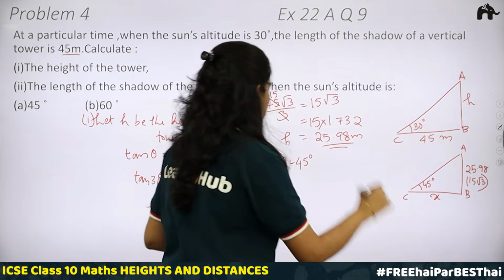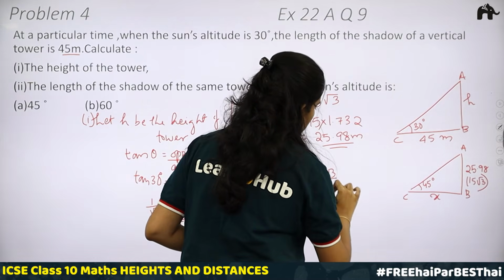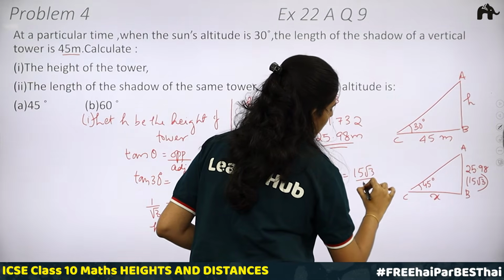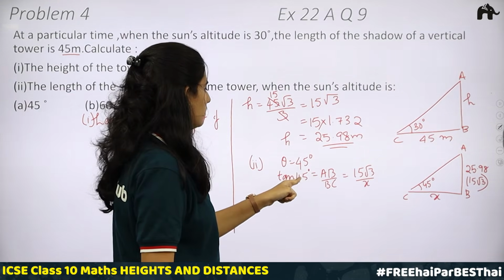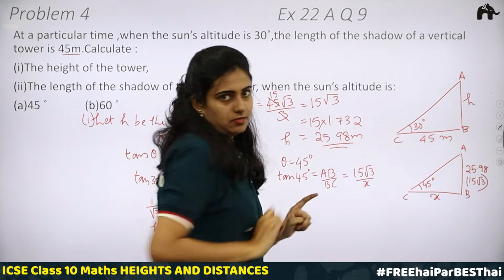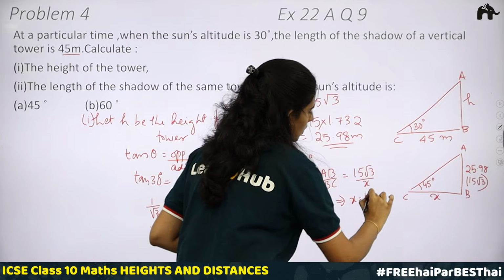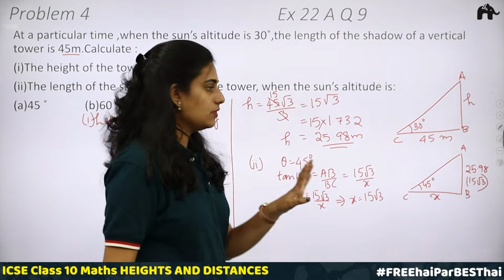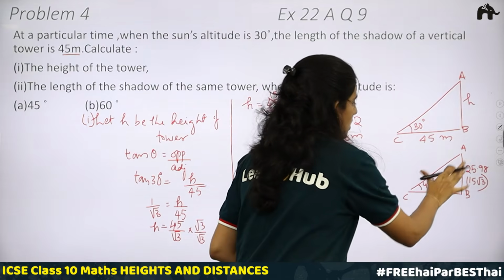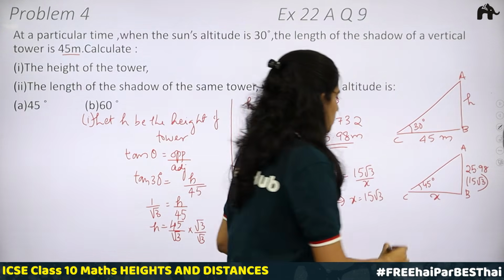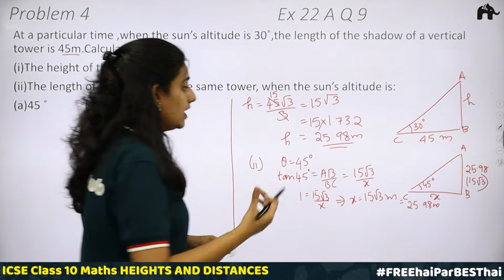When the angle is 45 degree, we will be having tan 45 degree is equal to opposite AB divided by BC, and that is 15 root 3 divided by x. What is the value of tan 45 degree? Tan 45 degree is equal to 1. So 1 is equal to 15 root 3 divided by x, which implies x is equal to 15 root 3. That is, when the angle of elevation is 45 degree, the length of the shadow and the height of the tower will be equal: 15 root 3 meters, or you can give the value, that is 25.98 meters.